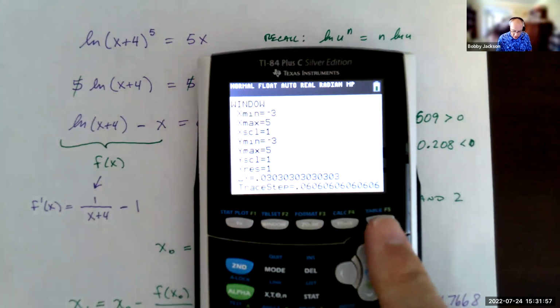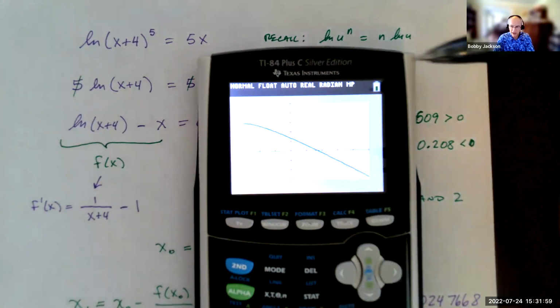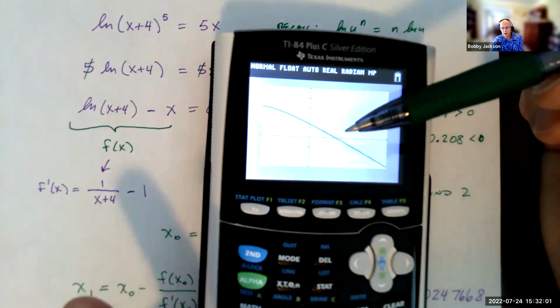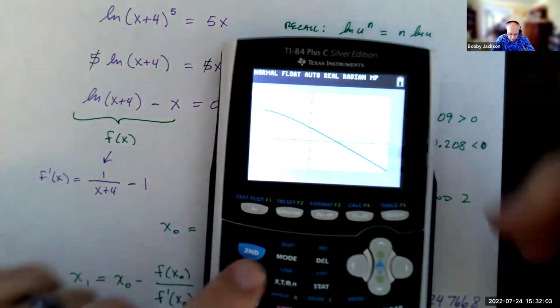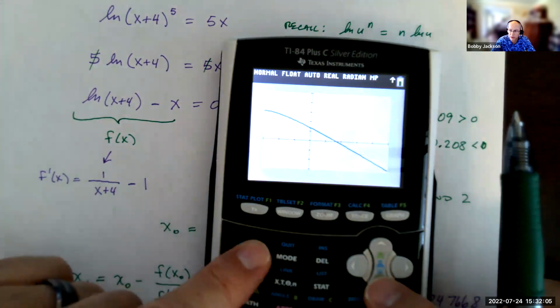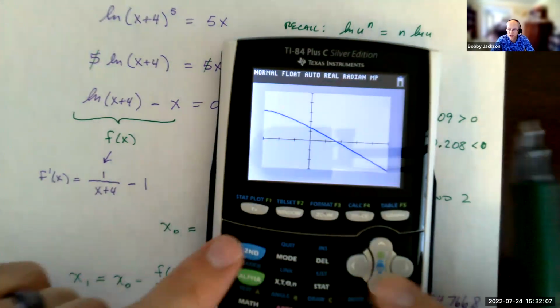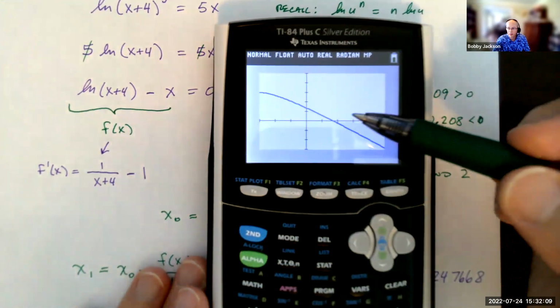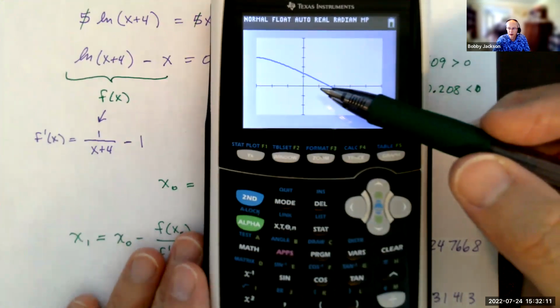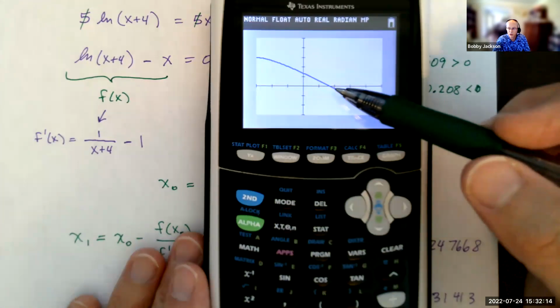And so when I graph it, I can see clearly that the function is crossing through. Let me make this a little darker because it's kind of glaring on the screen. Yeah, I'm making it cross through, right? This is 1 and 2, somewhere between 1 and 2.